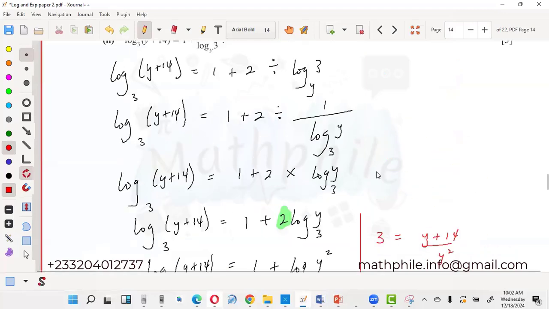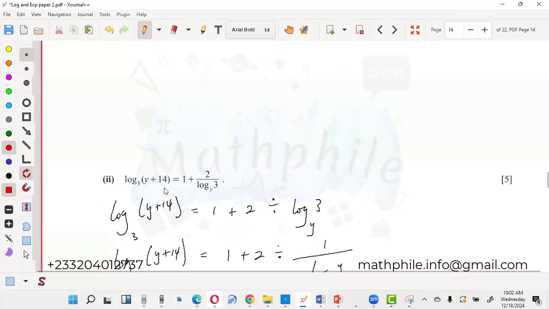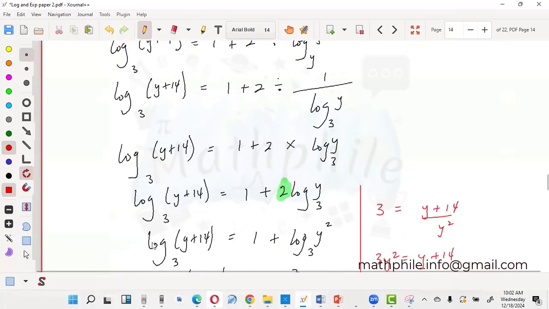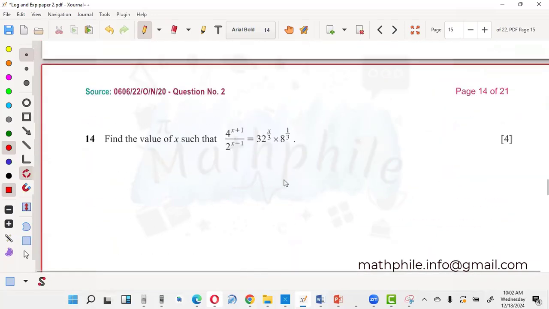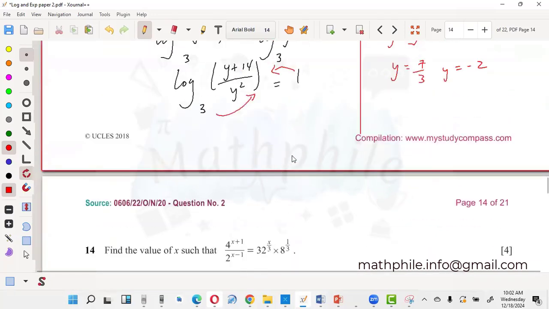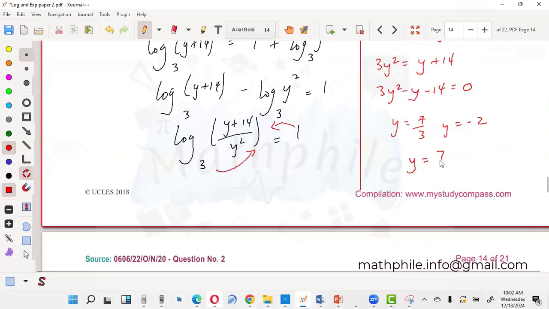So let's see which one we are going to take. The base can't be negative. Can you see my screen? Yeah. Okay, so we can say that y is equal to 7 over 3. That's the answer to the question.